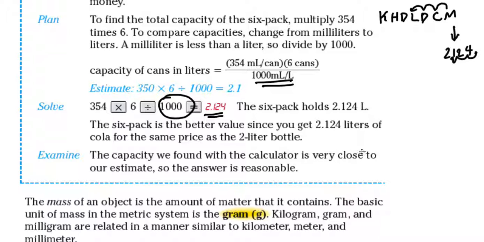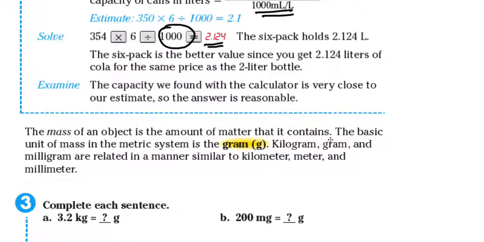Another factor that will come in here is the CRV, the amount you pay for the cans and for the 2-liter bottle. So if there is a big difference there, then your decision might change. But at this point, we're just comparing capacity, and the 6-pack holds more than the 2-liter bottle.